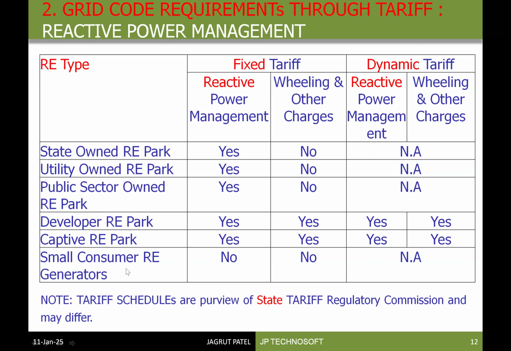For small consumer RE generators, these things are not applicable at all. This is nothing but residential rooftop solar applications.